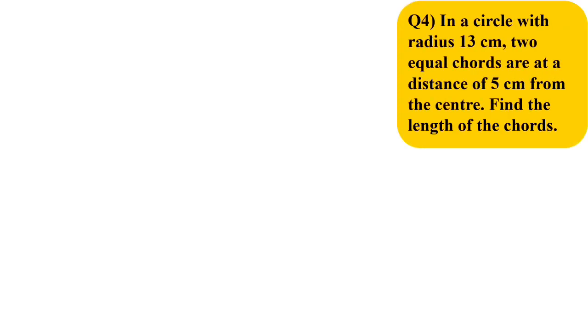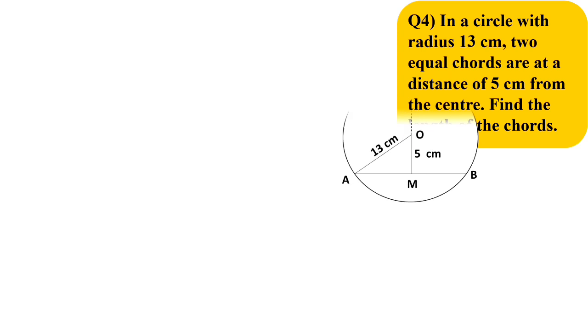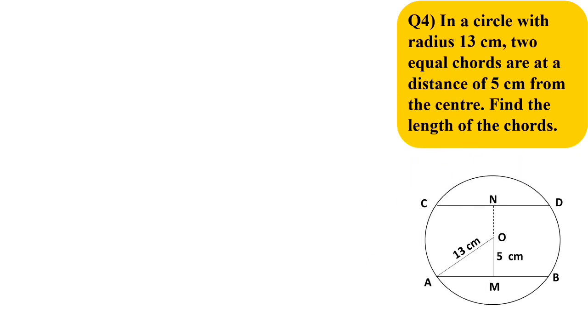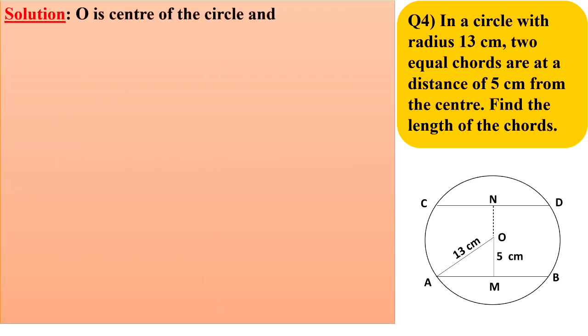Now question number 4. In a circle with radius 13 centimeter, two equal chords are at a distance of 5 centimeter from the center. Find the length of the chord. Here we have to find the length of the chord, meaning AB. If we get AB, then CD is also the same because AB and CD are congruent chords. Now the solution: O is the center of the circle and AB is equal to CD because they are congruent chords.